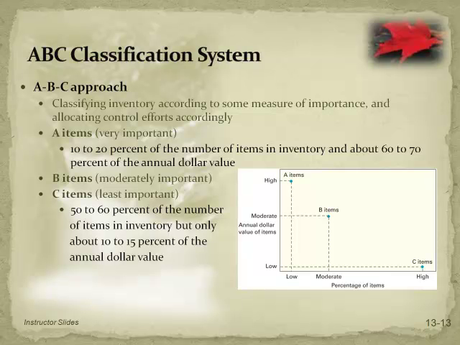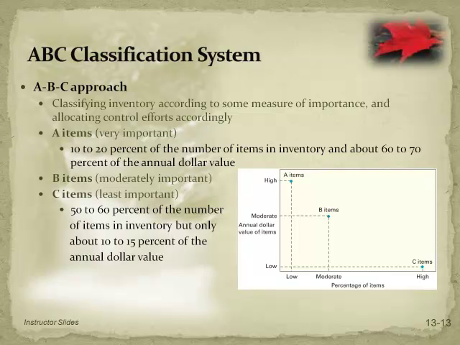Applying that to inventory, the inventory items that are the most important we refer to as the A items. Typically the A items of inventory are very small in number, maybe 10 to 20% of the total number of inventory items in your warehouse, but they represent a fairly significant amount of your investment in inventory, maybe upwards of 60 to 70%. They are the most important.